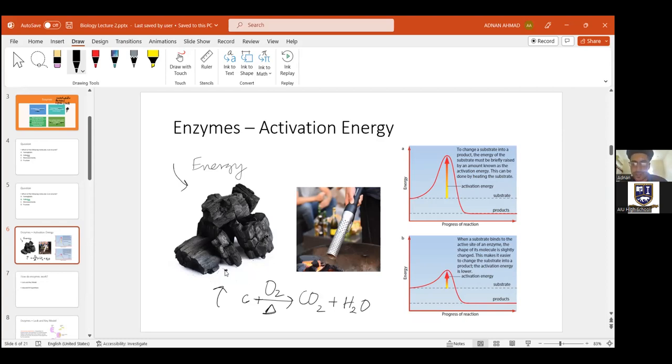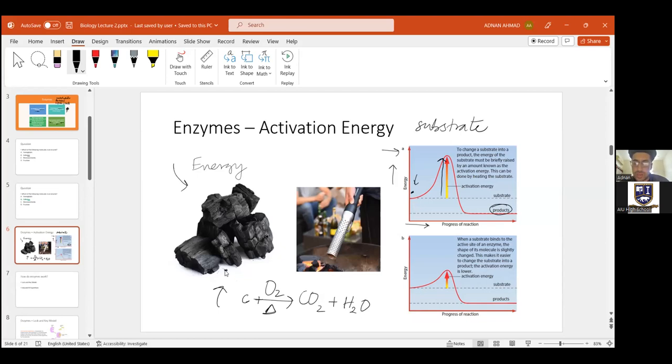So we have two graphs here, and in the first one, graph A, you can see that this scale is indicating energy, and this scale is representing the progress of a reaction. This reaction is without an enzyme, and you can see that such a huge amount of activation energy is required before the reactant can be turned into products, okay? The reactant is also called a substrate. Substrate is anything on which an enzyme acts. So that thing is called a substrate, okay?